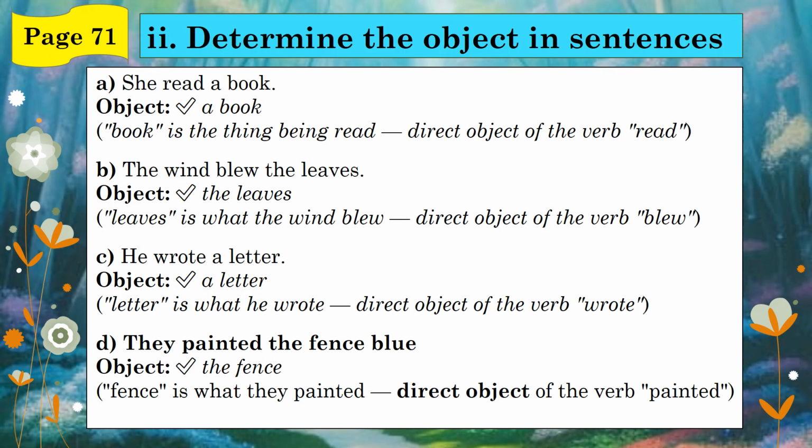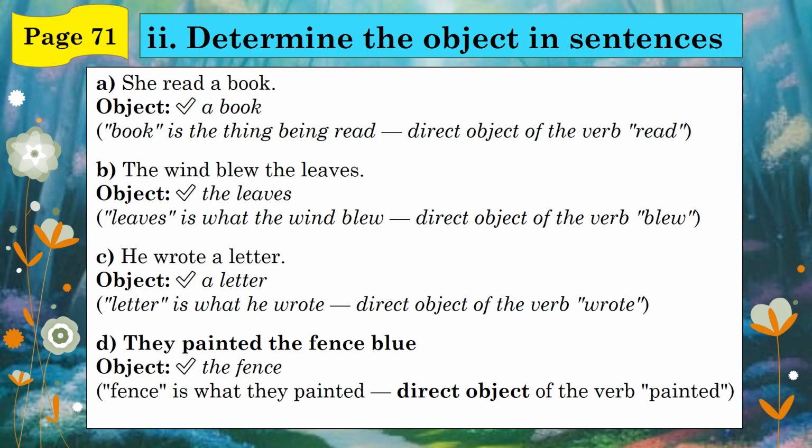Now let's identify the object in each sentence. Remember, the object receives the action of the verb. It tells us what or whom the verb is acting upon. 1. She read a book. The object is a book. It's the thing that was read. 2. The wind blew the leaves. The object is the leaves. That's what the wind blew.